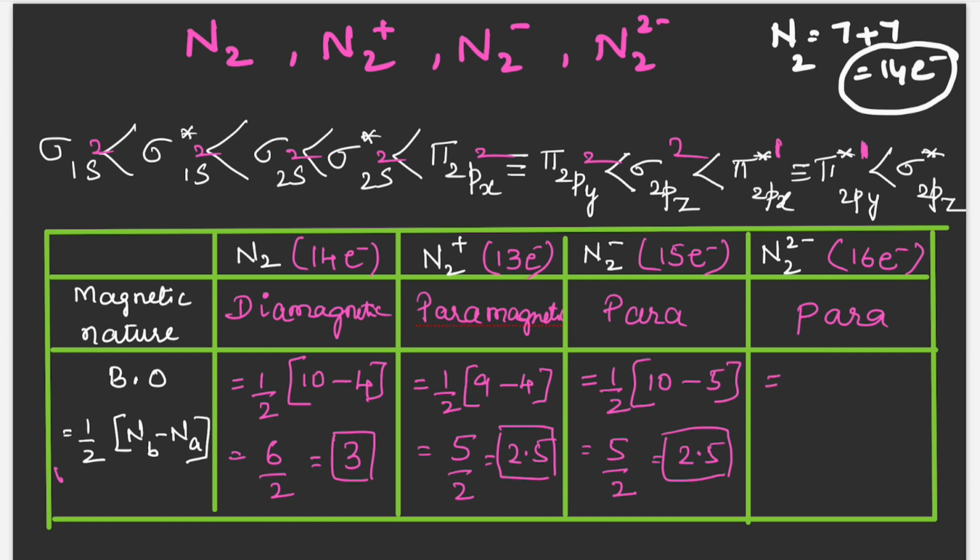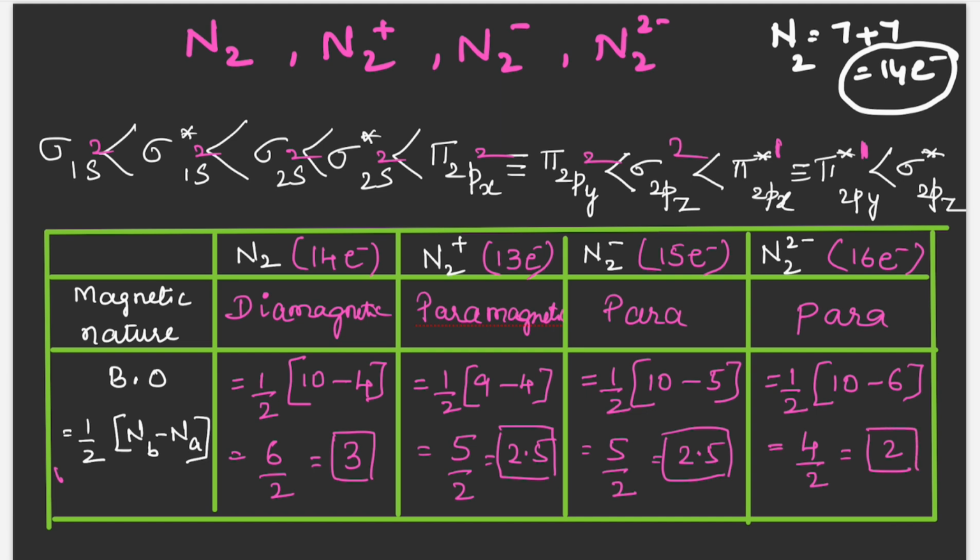Bond order is equal to half of how many electrons are present in the bonding molecular orbital. Count 2, 4, 6, 8, 10. So totally there are 10 electrons, minus the anti-bonding molecular orbital electrons: 2, 4, 5, and then 6. So it is 6. So this is equal to 10 minus 6, you will be getting 4 divided by 2, which is equal to 2.